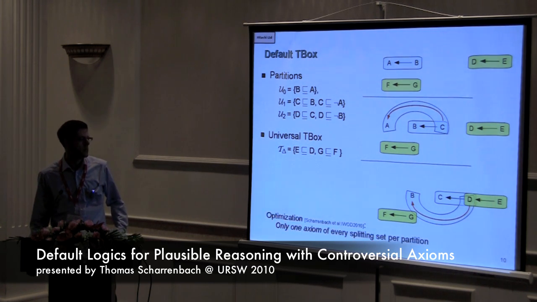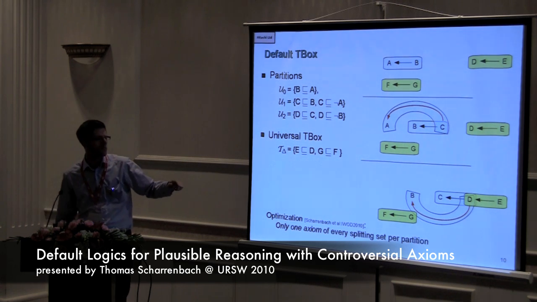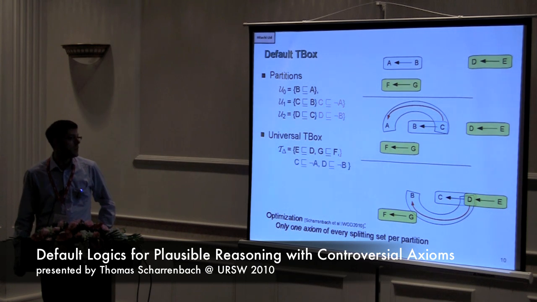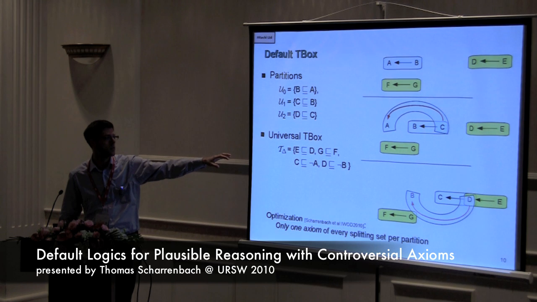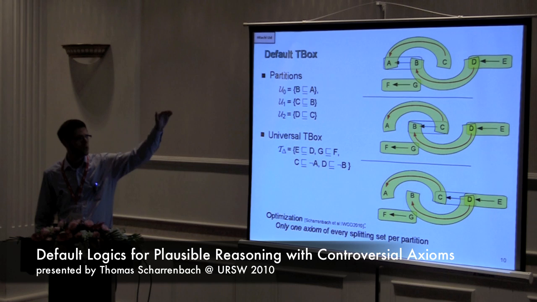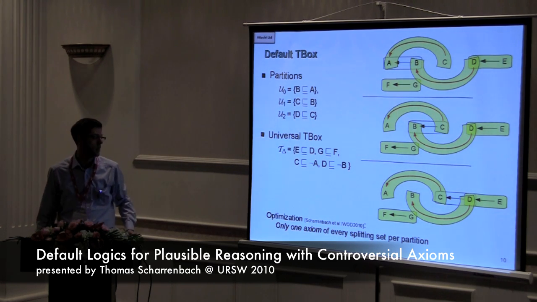The first optimization that we did is that we only have to consider one of the axioms from the sets that I showed you before for these partitions. In the original version, you would have to put all these axioms in it, or in other words, you would mark more of these axioms in blue and fewer of these axioms in yellow. So what we can improve is we can remove some of the axioms from the partitions into the universal T-box, which effectively means we add them to all the partitions, and you can easily check that none of these partitions infers any concept to be unsatisfiable.